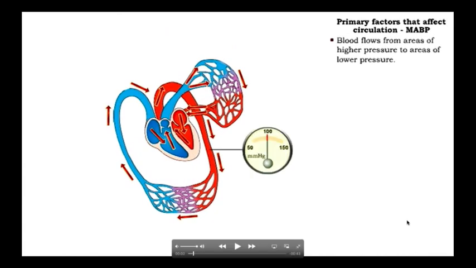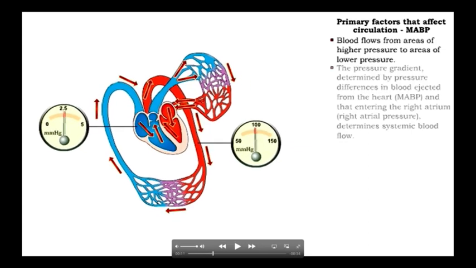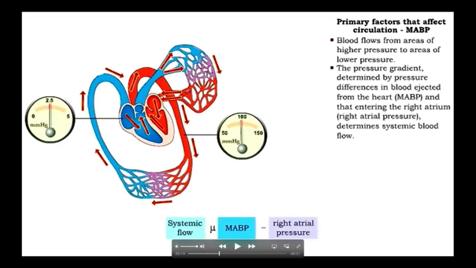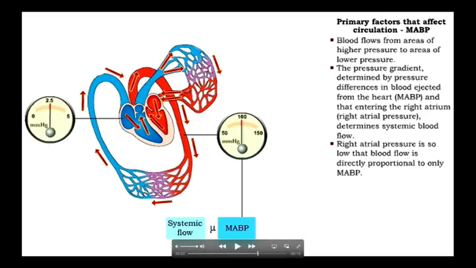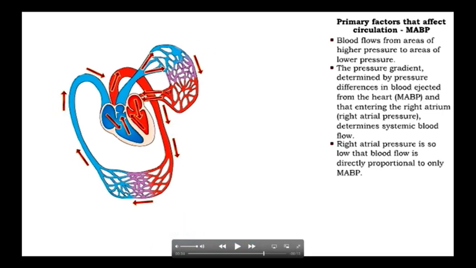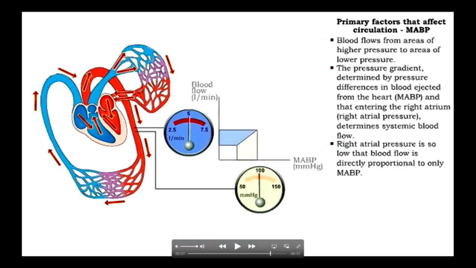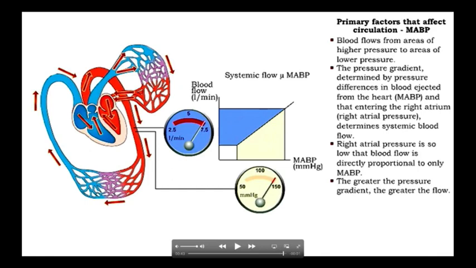Liquids, such as blood, move from areas of higher pressure to areas of lower pressure. In the heart, where systemic blood flow begins, the pressure gradient is the mean arterial blood pressure: the pressure measured as the blood leaves the left ventricle, minus the blood pressure as it enters the right atrium. The right atrial pressure is so low that its effect on systemic flow is discounted. Therefore, systemic flow is said to be directly proportional to mean arterial blood pressure. The greater the pressure gradient, the greater the flow.